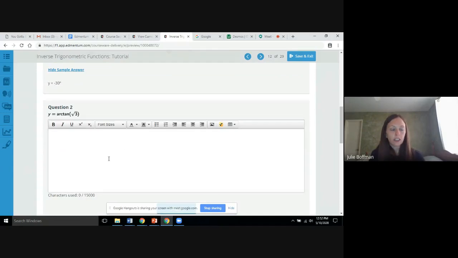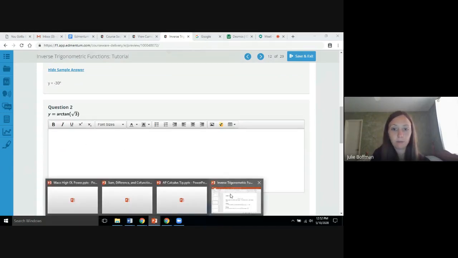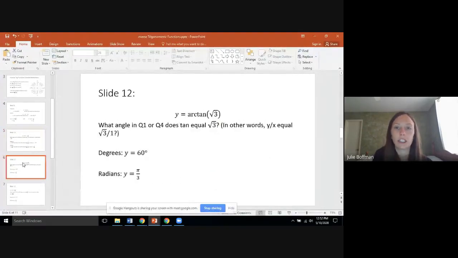Okay, so question 2 says arctangent of √3. Remember, arctangent is just inverse tangent. It's just another way of writing it. So you ask yourself the same question. What angle in quadrant 1 or 4 does tangent equal √3? And we know tangent is y/x. So in other words, where will y/x equal √3? I put it over 1 to make it look like a fraction. So we want √3 in the y and 1 in the x when we simplify it. And think about it, it's positive.